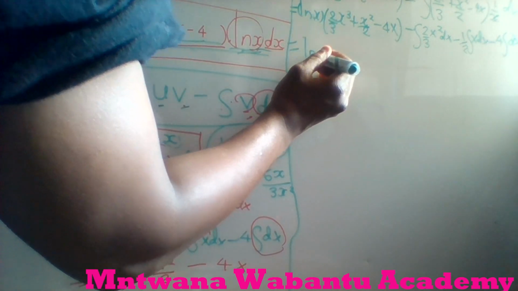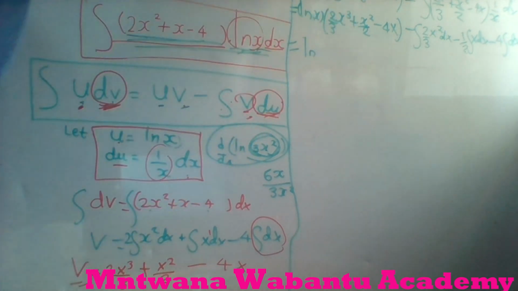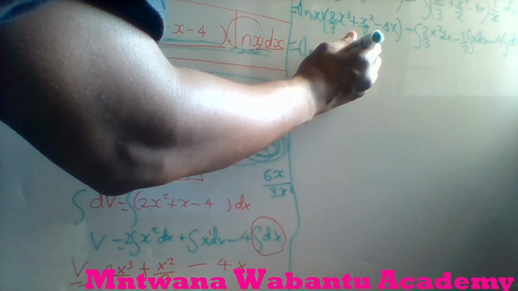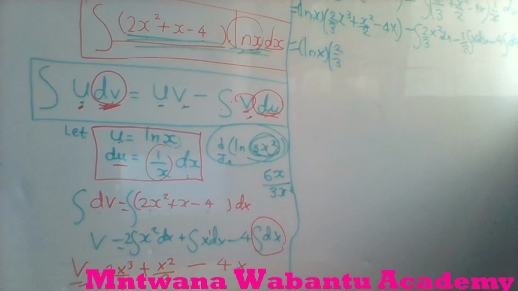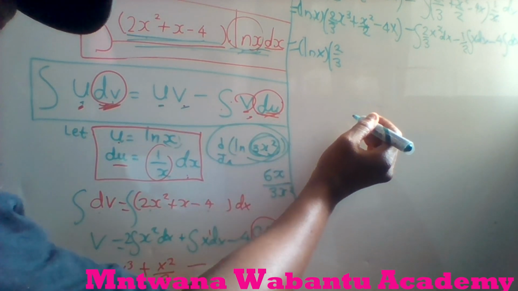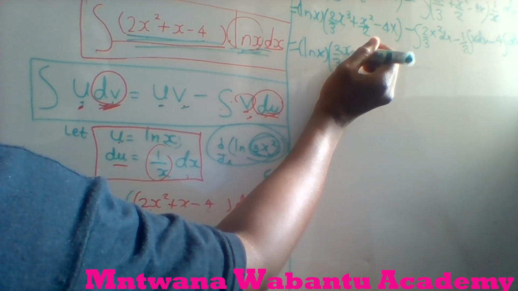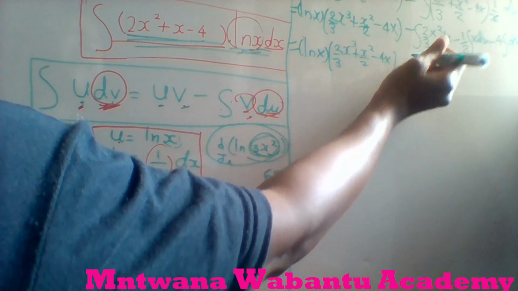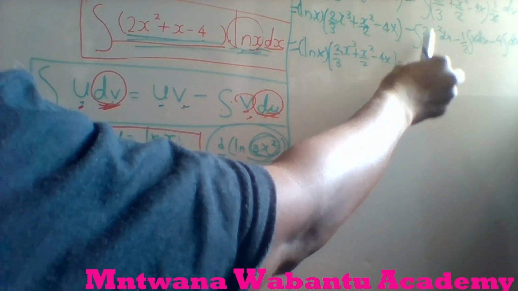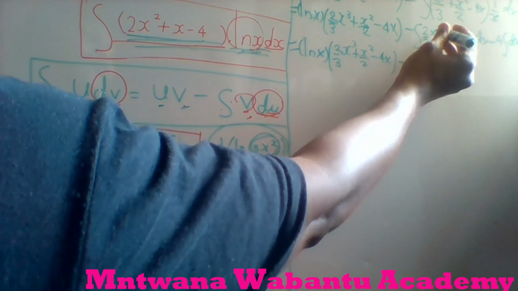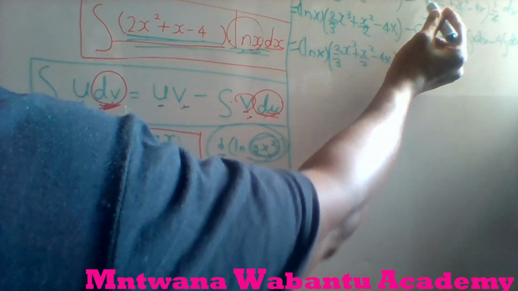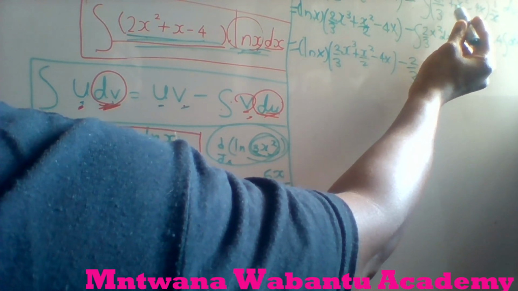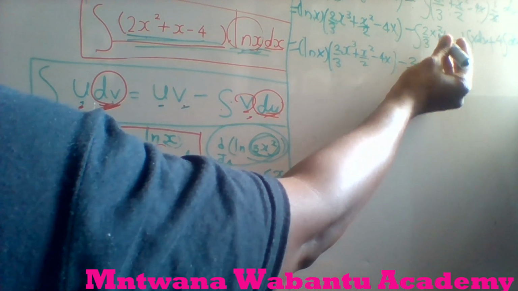So this is going to be ln of x, and this can be 2 over 3 x cubed plus x squared over 2 minus 4x. Now minus, this 2 over 3 is going to go out. Remember, take negative for each one. The last one must be positive, my apologies, because negative and negative is positive. So now when you integrate, this is going to add by 1.